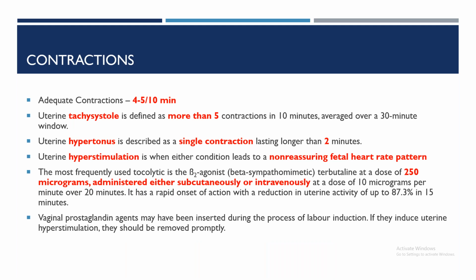The next is the contractions. So how are you going to see the contractions? In the trace you have to count the contractions in 10 minutes. Adequate contraction is 4 to 5 contractions per 10 minutes. Now there are these three terminologies: one is tachysystole, one is hypertonus, and another is hyperstimulation. So what is the difference between these three?